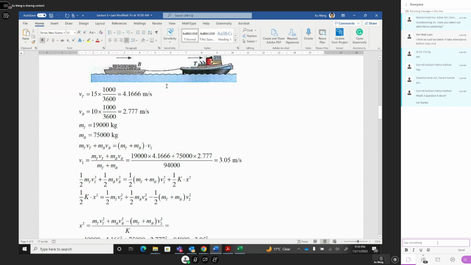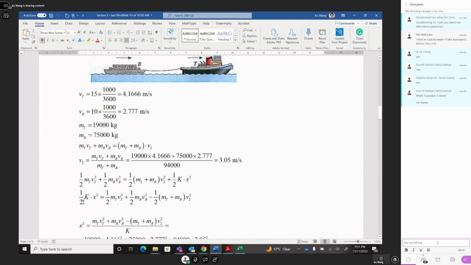The cable is loose, so that's why there is no potential energy at the beginning. After it is fully stretched, they get the maximum deformation, maximum stretch, and then you include the spring potential energy plus the kinetic energy of them moving together.